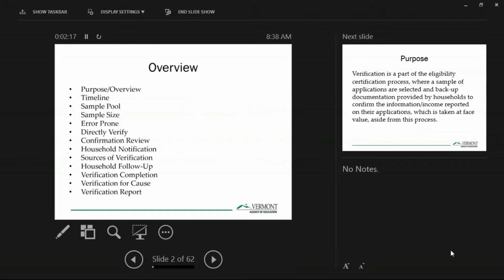This is just a brief overview of some of the topics that we're going to cover today. We're going to discuss the ramp up to the verification process, how to close out the verification process, and then we're going to look over the verification report and talk about some of the fields in that.